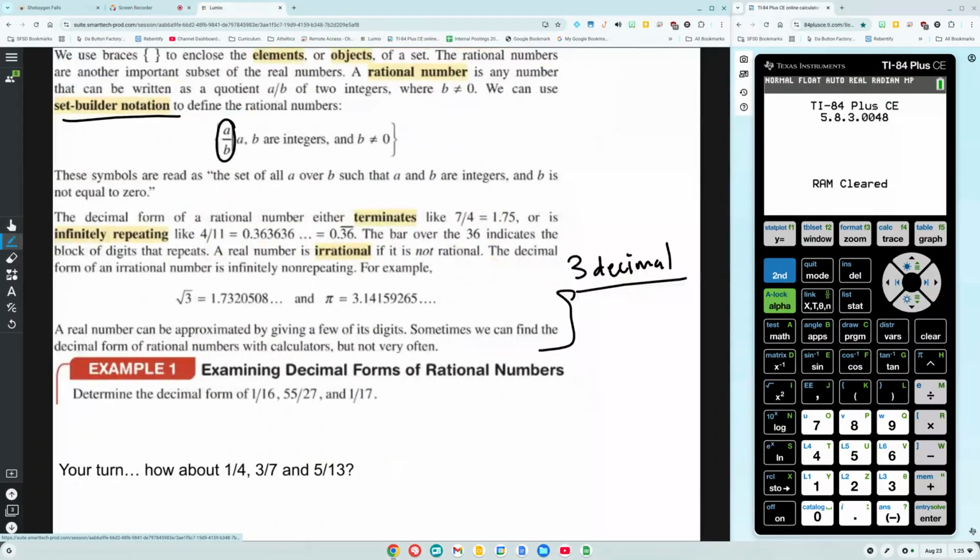So 1/16 you probably can recognize as a pretty decent fraction, but if you don't know that off the top of your head, type 1/16 into your calculator, 1 divided by 16. We end up getting 0.0625.